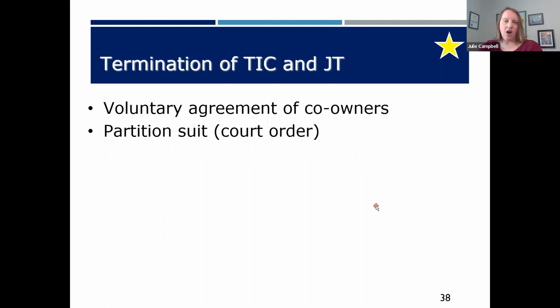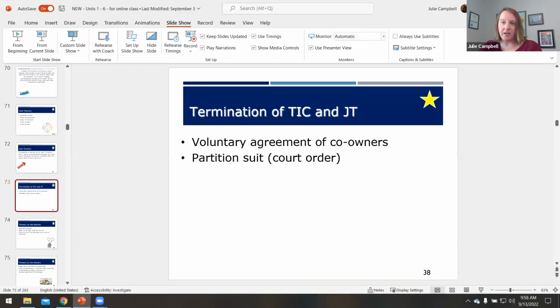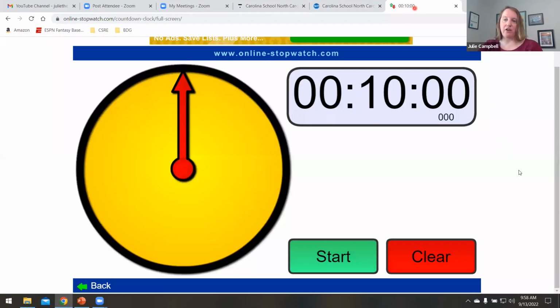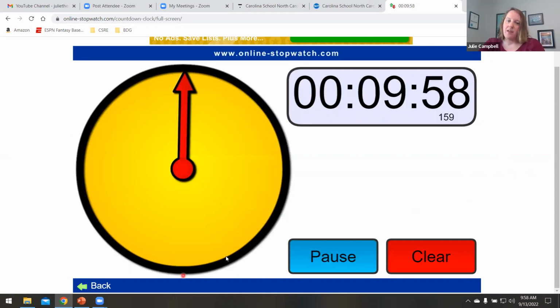So again, tenancy in common and joint tenancy are for unmarried people. When we come back from break, we're going to talk about the married people form of ownership. So let's take 10. Why would the court do that? It depends. Various reasons. Why do we go to court to begin with, right?